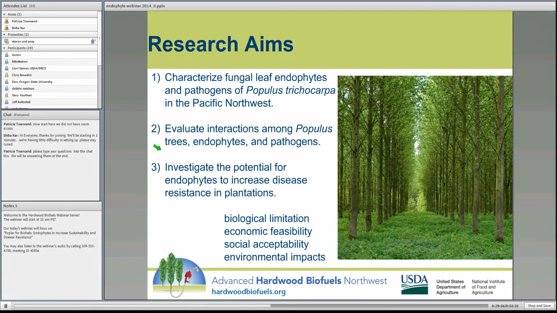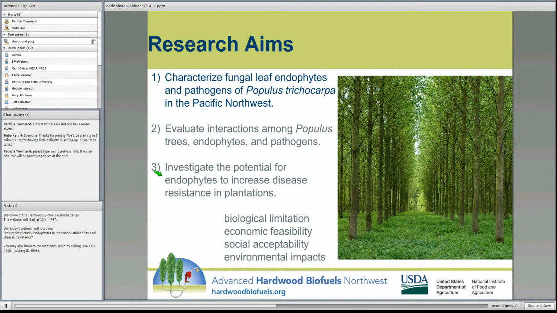So the current research aims are, first, to characterize fungal leaf endophytes and pathogens of Populus trichocarpa, both in the wild and in plantations in the Pacific Northwest, where the biofuel industry is growing. Two, to evaluate interactions among poplar trees, endophytes, and pathogens in those areas. And then finally, once we have a good sense of what the fungal communities look like in plantations and in the wild, and what type of interactions we observe, we can investigate the potential to harness particular endophytes to increase disease resistance in plantations.